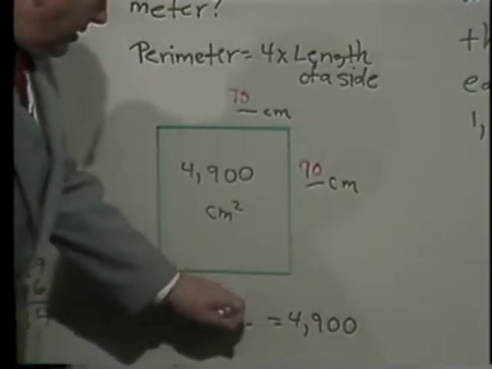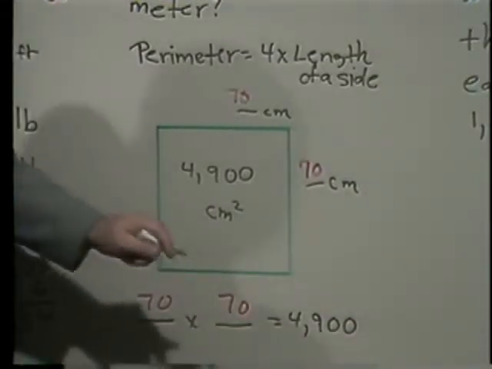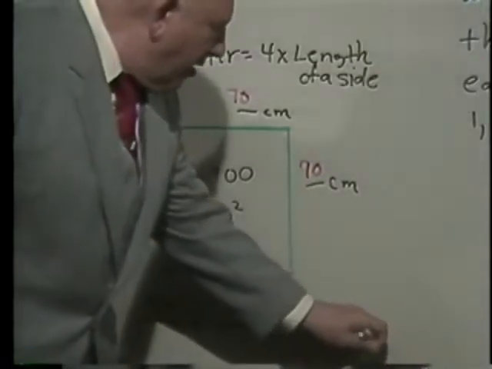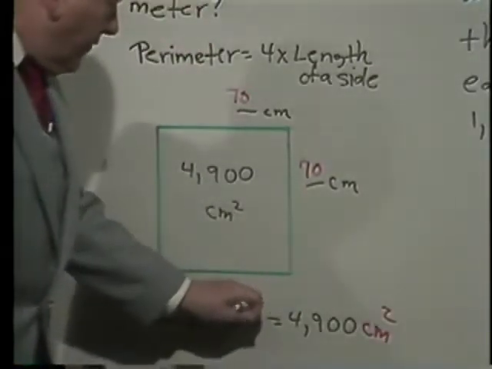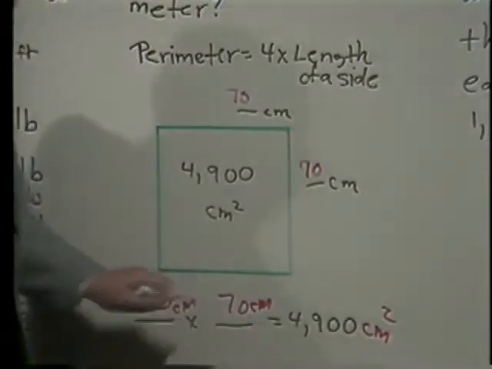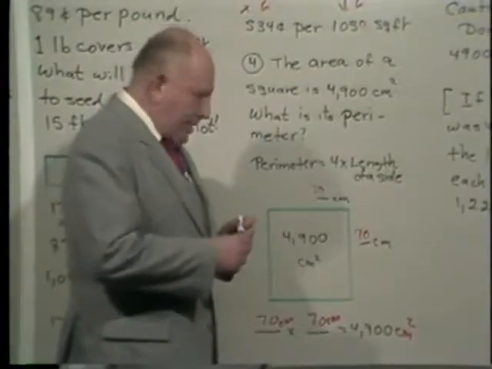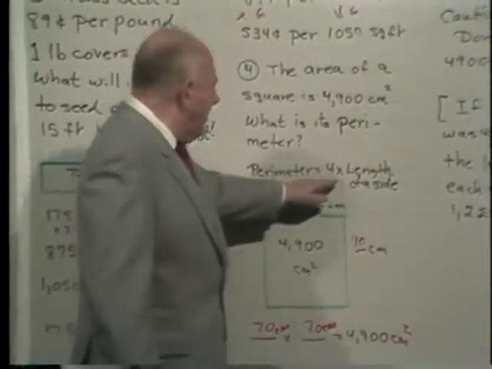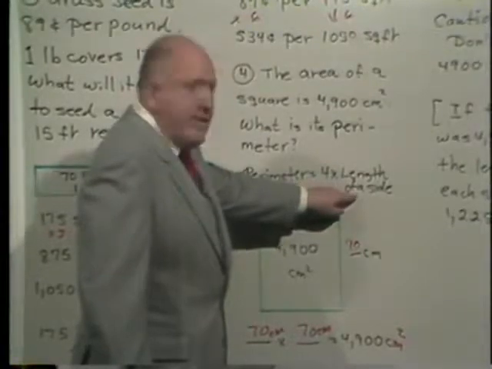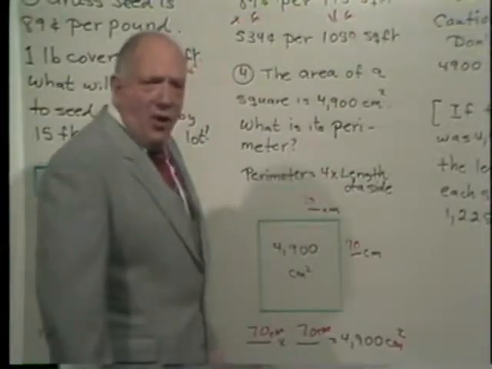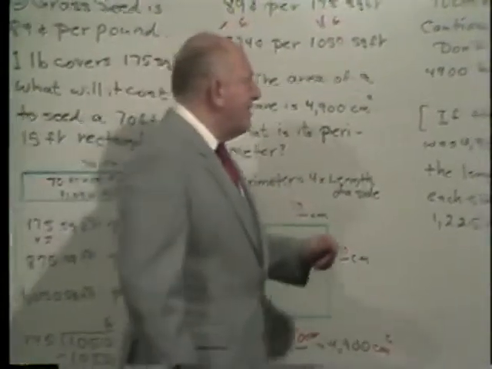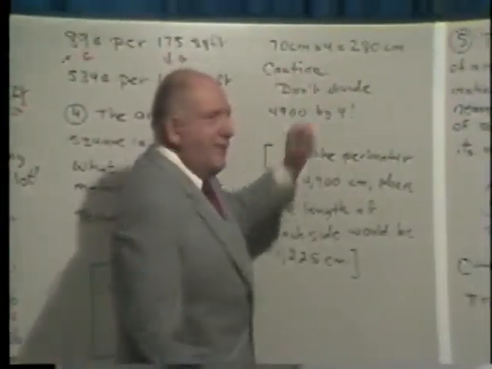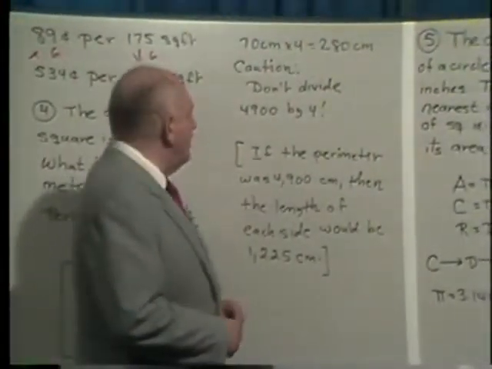70. 70 times 70 is 4,900, and because the label was square centimeters, the label here is going to be centimeters. And now you see, now that we know the length of each side is being what? 70 centimeters? Now I multiply that by 4, and so the perimeter is what? 70 centimeters times 4 is 280 centimeters.